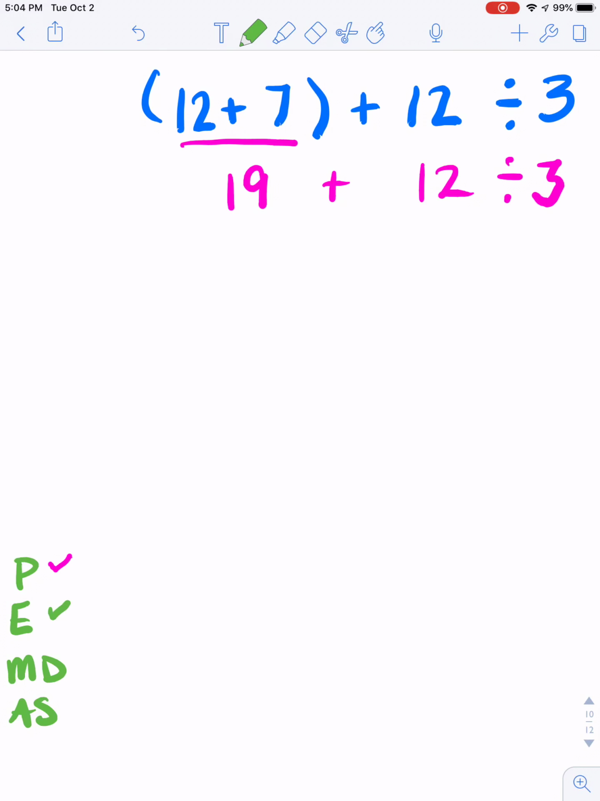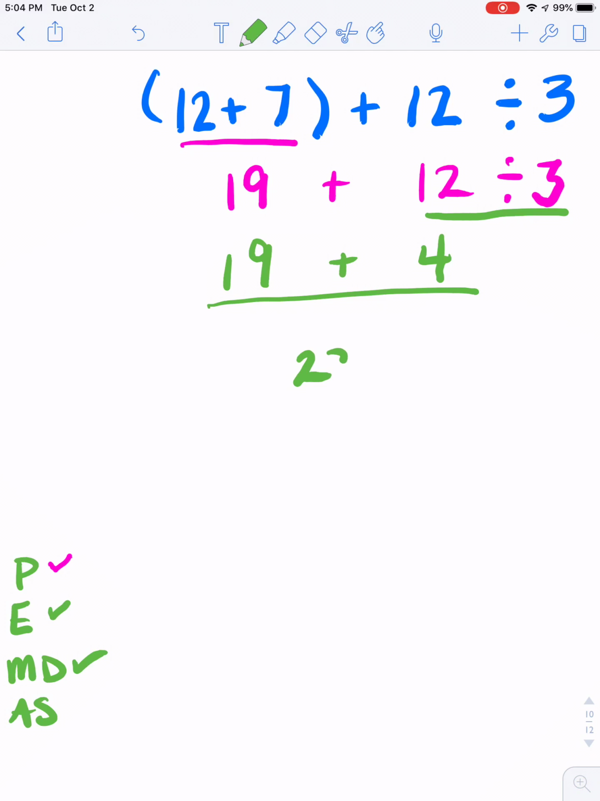Okay, no exponents. So the next one I look for is multiply or divide. And here's a multiply or divide. So 12 divided by 3 is going to be 4. Bring down the rest of the problem. And then I have multiply and divide gone. So now I'm down to add and subtract. So 19 plus 4 is going to be 23.